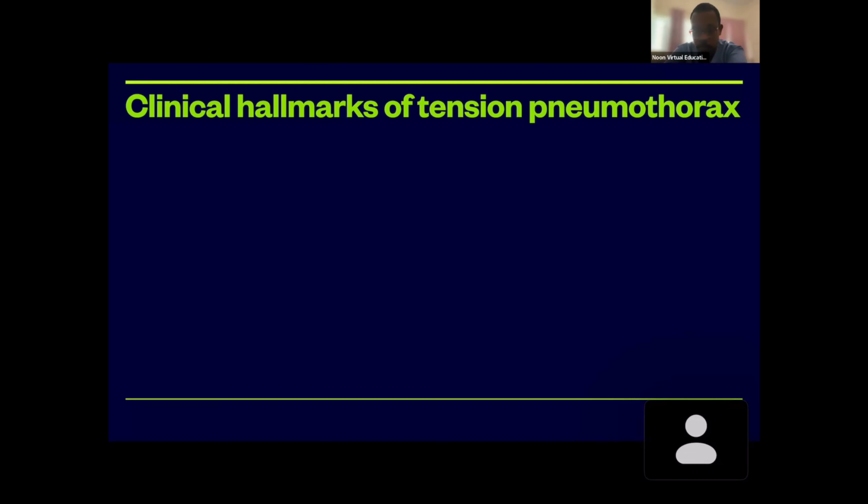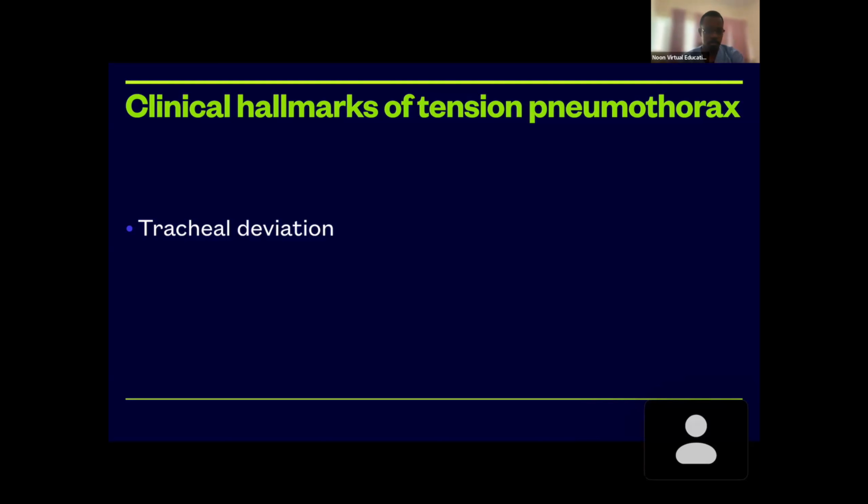This is very specific for tension pneumothorax. Hypotension is also very specific for tension pneumothorax. But you mentioned more than eight clinical signs for this. Let me just review. Tracheal deviation, as we said before, is very specific for tension pneumothorax.